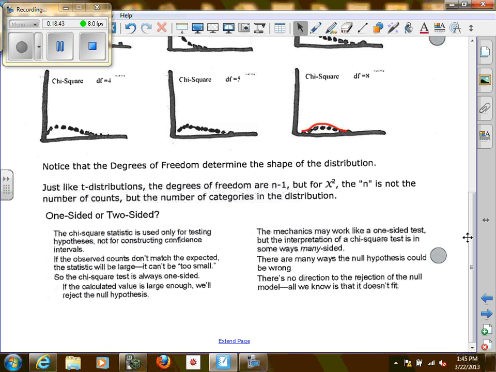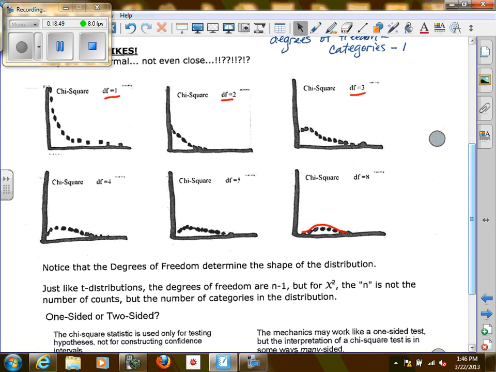Now let's talk about the mechanics of one-sided or two-sided. What do you notice about the domain of this picture? Domain is the x values. What do you notice about the domain of these curves? Can't be less than 0.